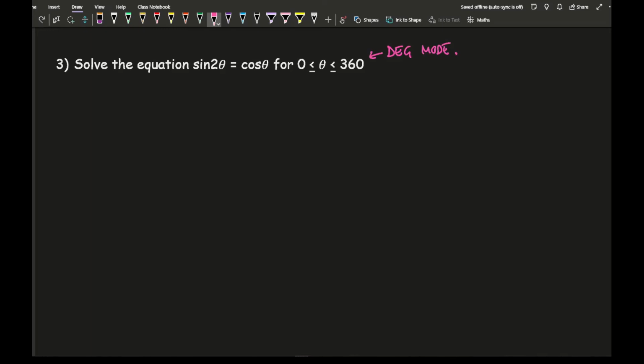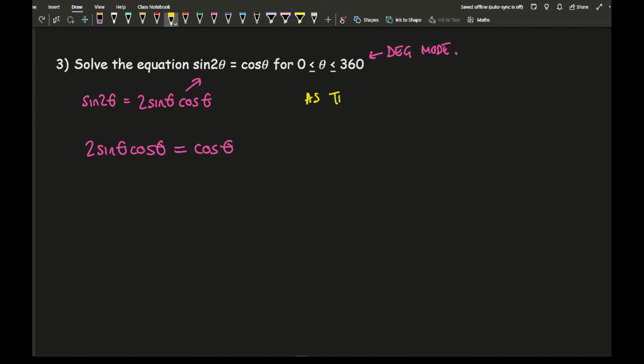Now, when we come to solving it, we know that sine 2 theta equals 2 sine theta cos theta. So swapping that in, what I've got is 2 sine theta cos theta equals cos theta. Now, as there is no mention that cos theta is not equal to 0, I can't divide by it. Let me just write that down.